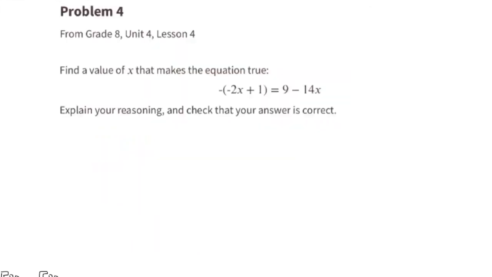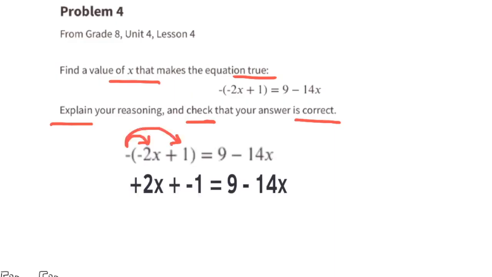Problem number 4 from 8th grade, Unit 4, Lesson 4. Find a value of x that makes the equation true. Explain your reasoning and check that your answer is correct. We can start by using the distributive property and multiplying the negative sign by -2x, making it a positive 2x, and by multiplying the negative sign times the positive 1, making it a -1. Now the equation reads 2x minus 1 equals 9 minus 14x.